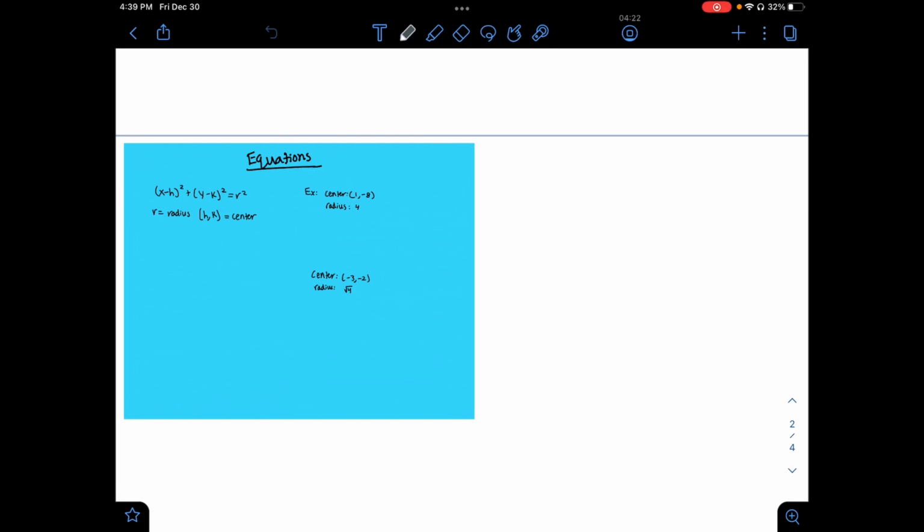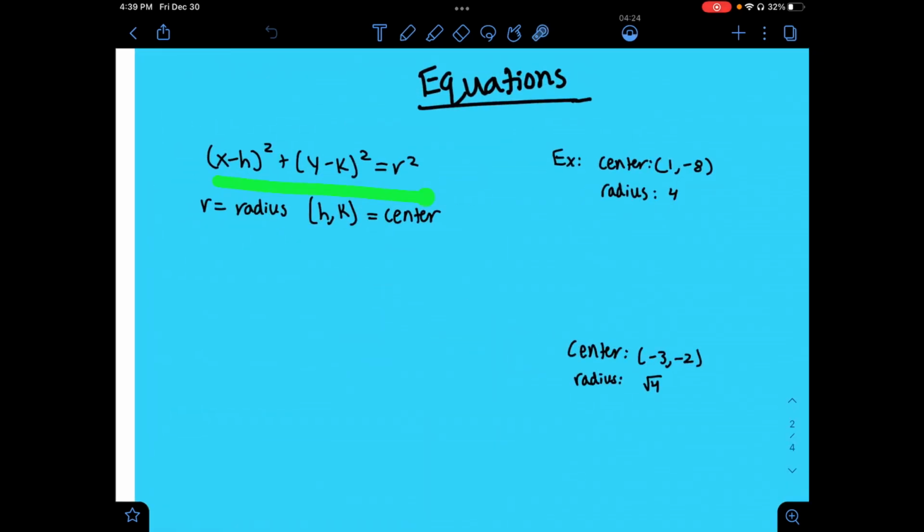Now we're going to discuss an equation of a circle. So this is the form for the equation. (x minus h) squared plus (y minus k) squared equals r squared. And in this case, r is equal to the radius, and (h, k) is the center of the circle. So h and k. So this is the x coordinate of the center, and this is the y coordinate of the center. So we're going to practice with writing 2 equations here.